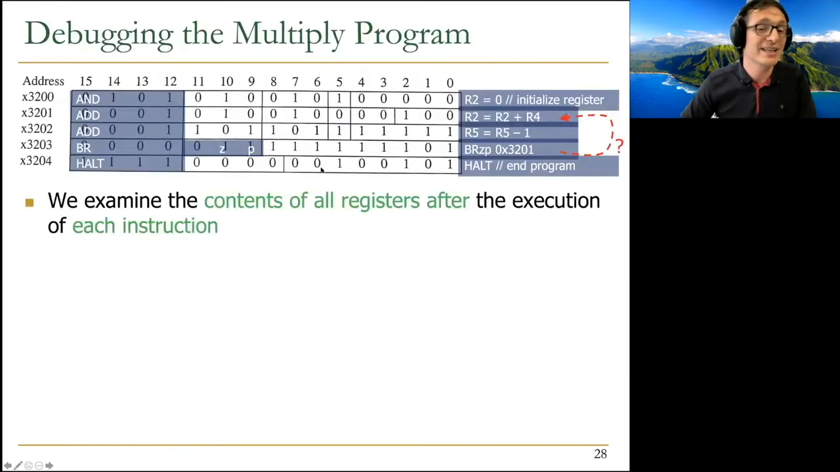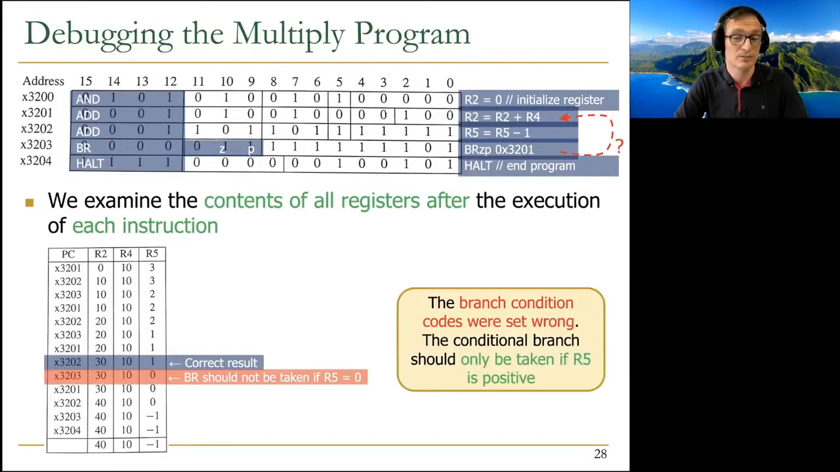The program iterated once more in the loop, basically one too many times. Because the branch condition codes were set wrong, the conditional branch should only be taken if R5 is positive. So basically, we made a mistake over here in the program. We set the Z bit, whereas we shouldn't be setting the Z bit.